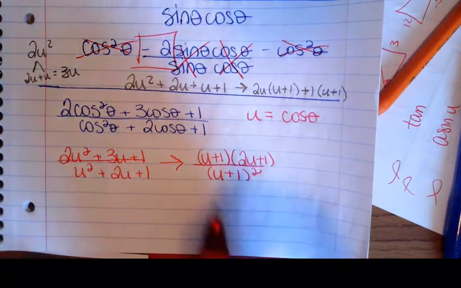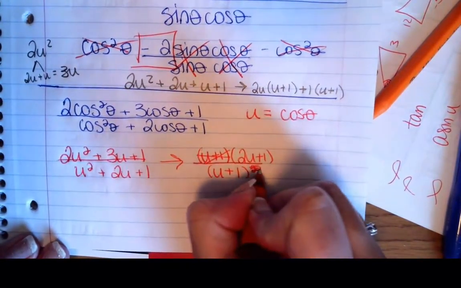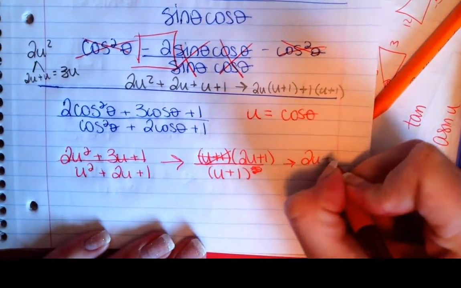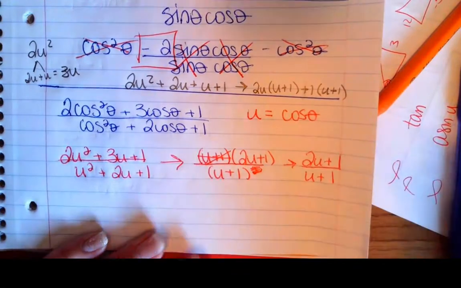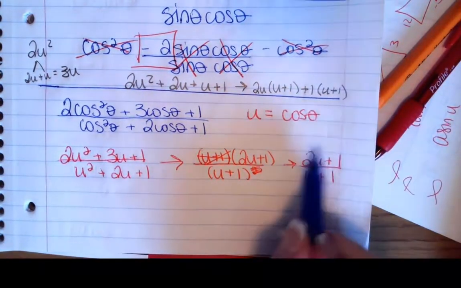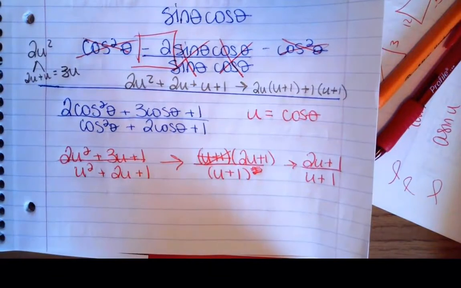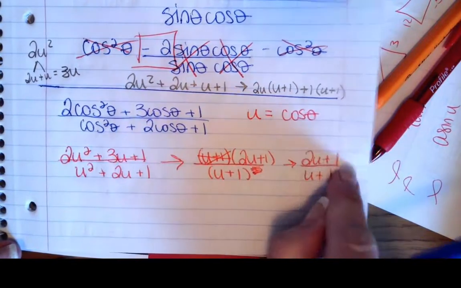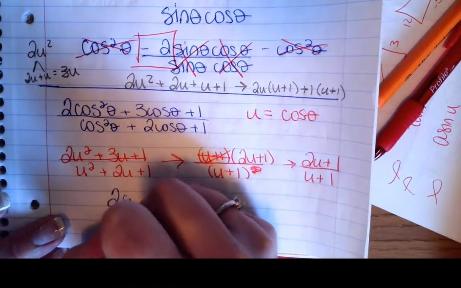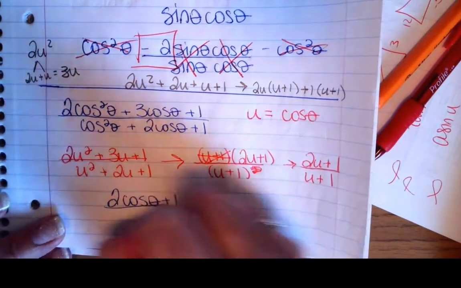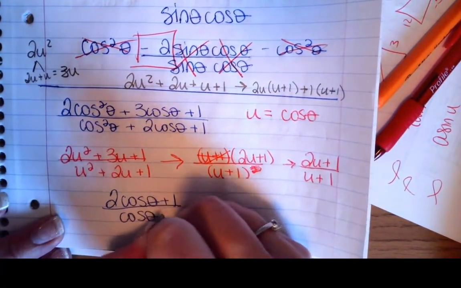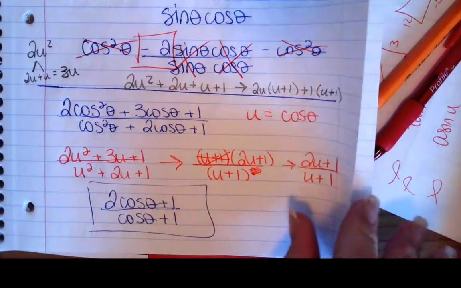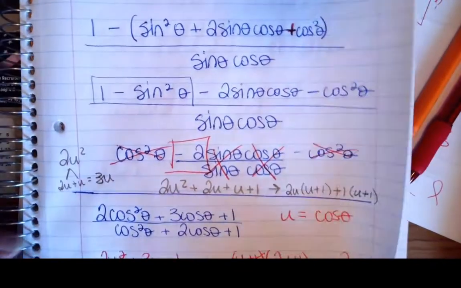So now I find out I can reduce. So this u plus 1 reduces with one of those u plus 1s. So my answer is 2u plus 1 over u plus 1. You cannot reduce those. Okay, because they're not like terms. This is addition over addition, so don't reduce it. But we started in trig world, we better end in trig world. So wherever there's a u, I'm going to put a cosine. So my actual answer is 2 cosine theta plus 1 over cosine theta plus 1. And it just made life a little bit cleaner to do that substitution. Again, you don't have to, but it just makes it a little bit cleaner.